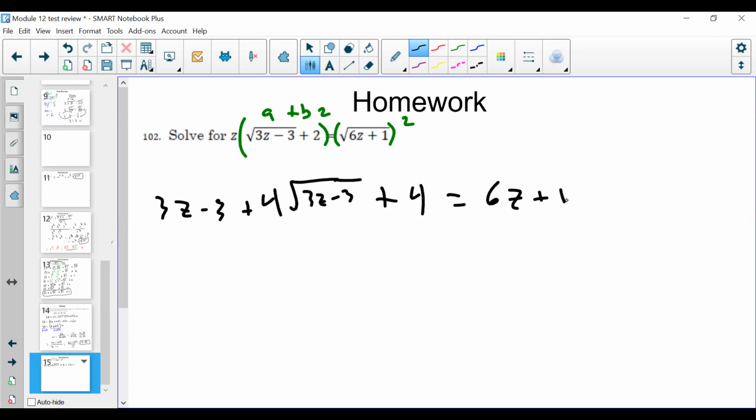And then from here, I'm going to isolate the last square root that I'm left with right here. I'm going to isolate that one and then square it again to get rid of that. So this 3z, I can move it over to the left side to get 6z minus 3z. That's going to be 3z. On the left side, this 4 and negative 3 combine to give you just a positive 1. And then I can subtract 1 over, and I'm just left with 3z actually. And on the left side, what I'm left with is 4 times the square root of 3z minus 3.